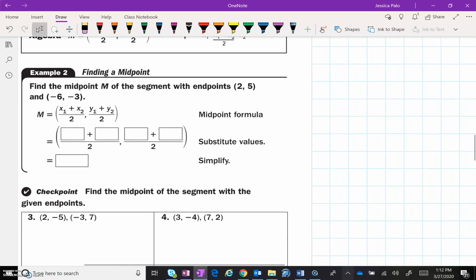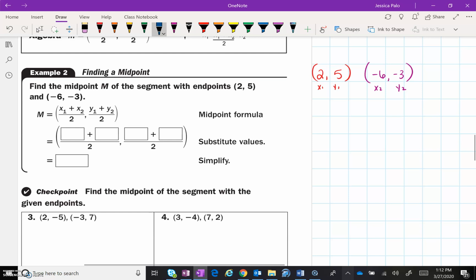So again, I'm going to write this over here. We have 2, 5, which is x1, y1, and then we have negative 6, negative 3, which will be x2, y2. In our midpoint formula, we actually have a song for this that was made up by my algebra class last year.